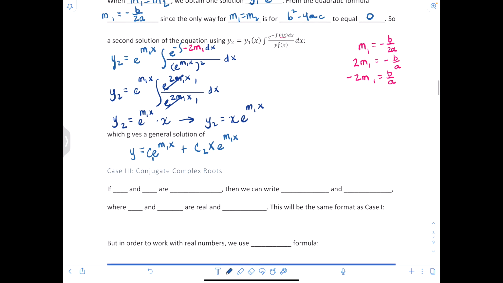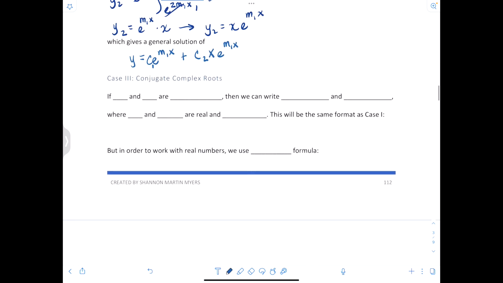So you'll love the problems we do. Some of them anyway will be a lot easier, as long as you understand the auxiliary equation, than what we've been dealing with.